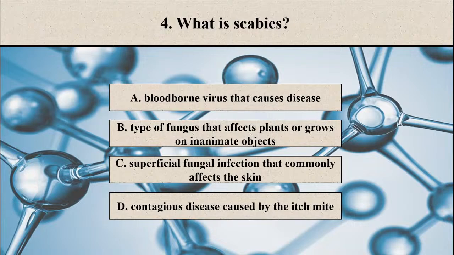What is scabies? Blood-borne virus that causes disease. Type of fungus that affects plants or grows on inanimate objects. Superficial fungal infection that commonly affects the skin. Contagious disease caused by the itch mite. If you chose D, contagious disease caused by the itch mite, you are correct.